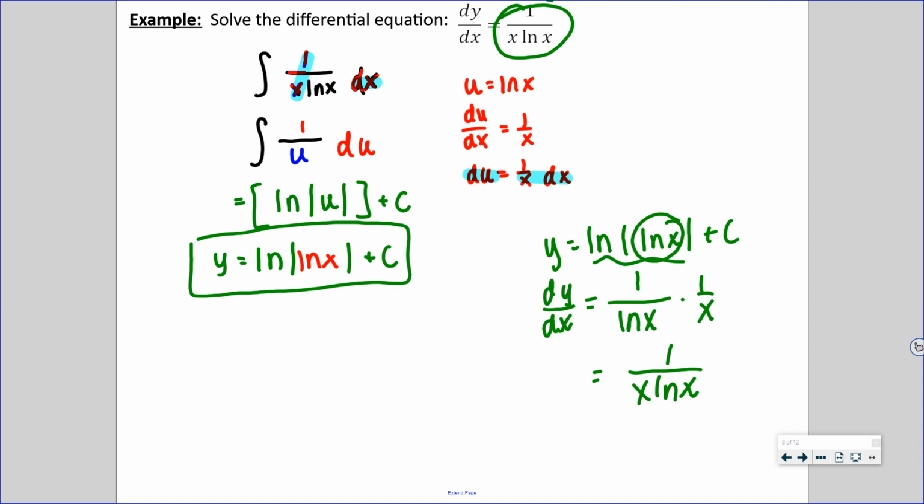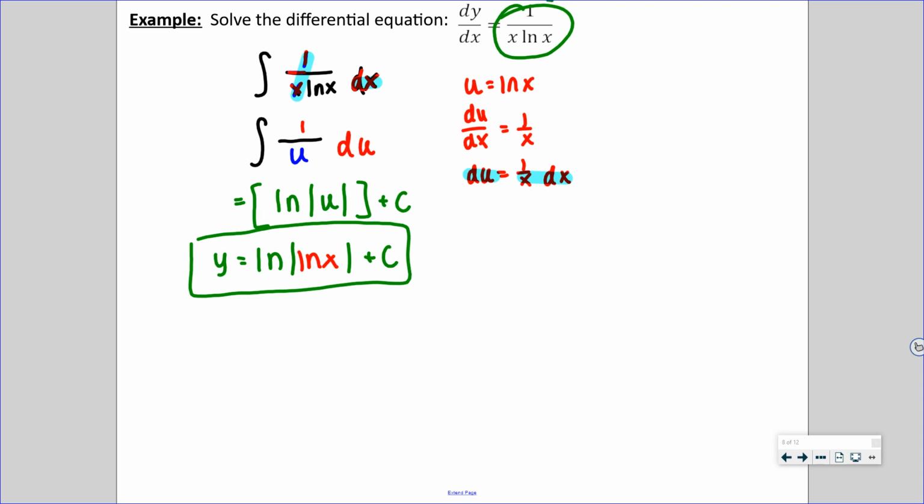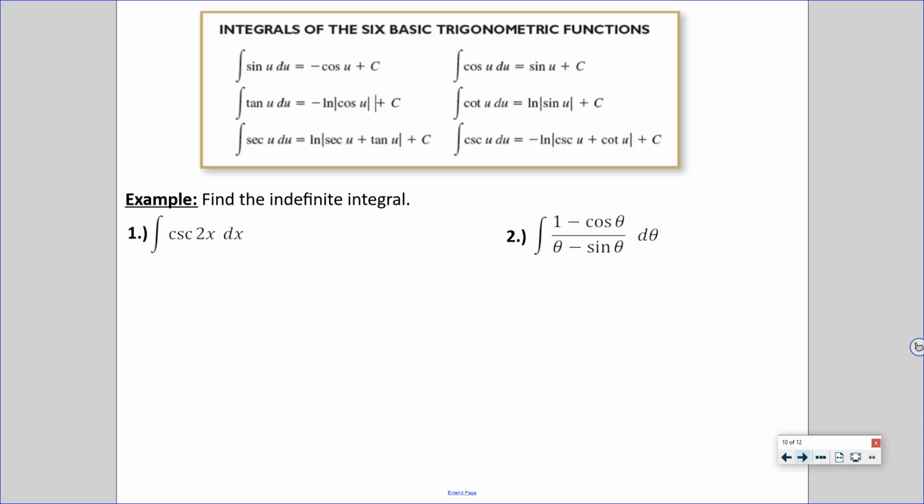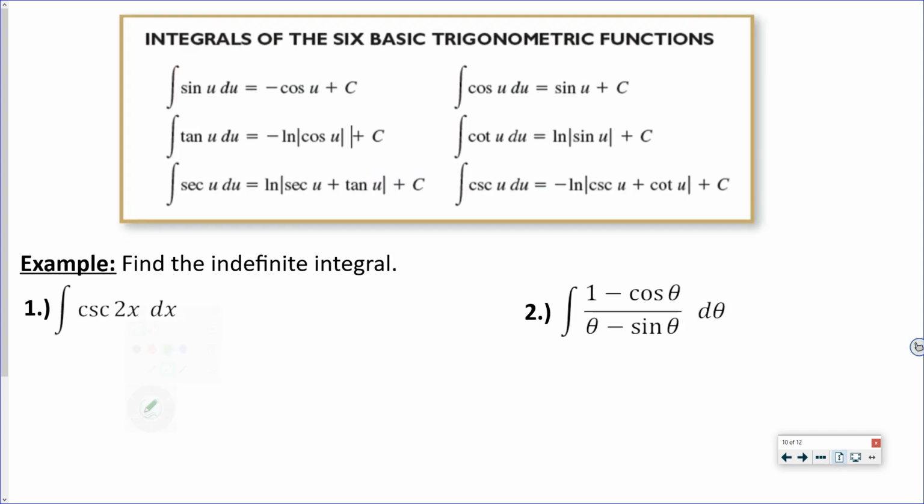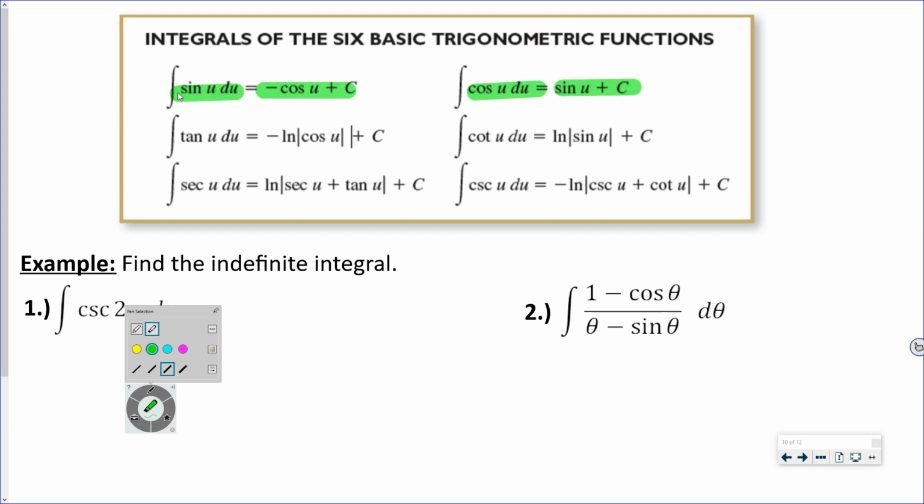Ooh, these are some good ones. You guys know some of these. I'm going to flip ahead quick. You know the antiderivative of sine is negative cosine plus c, and the antiderivative of cosine is sine of u plus c. Now, you've been introduced to the derivatives of tangent and secant, and you've been recognizing their antiderivatives. For example, the antiderivative of secant squared is tangent.